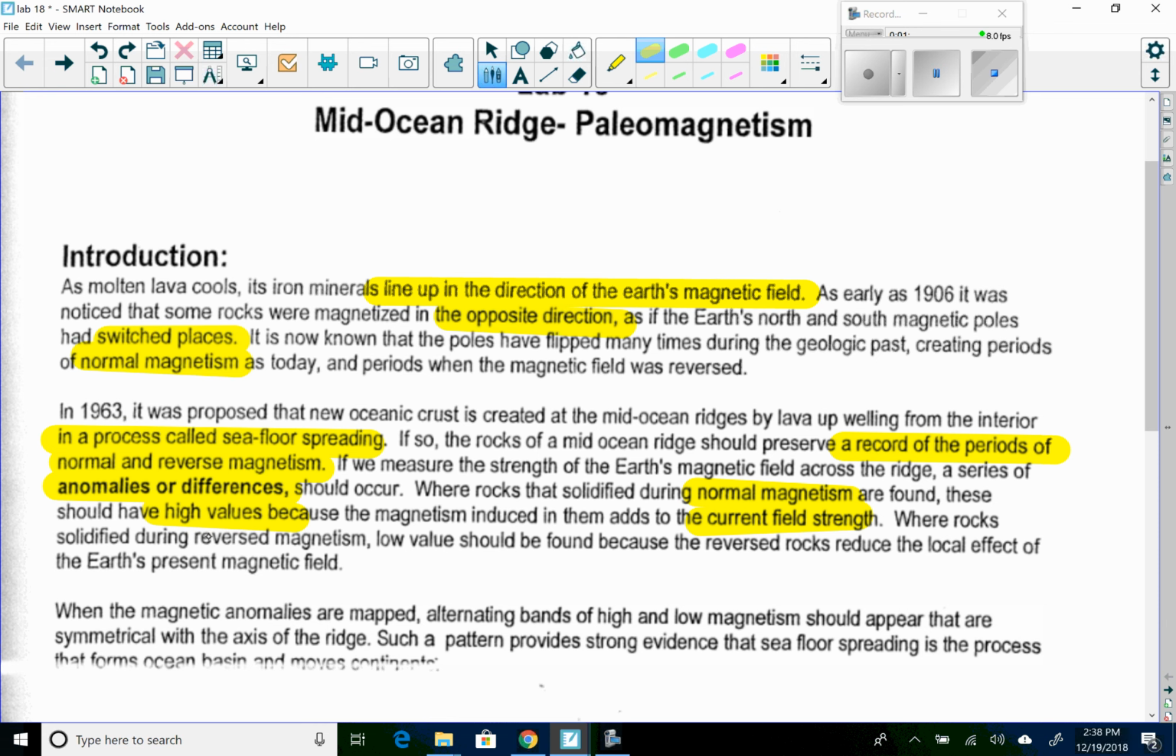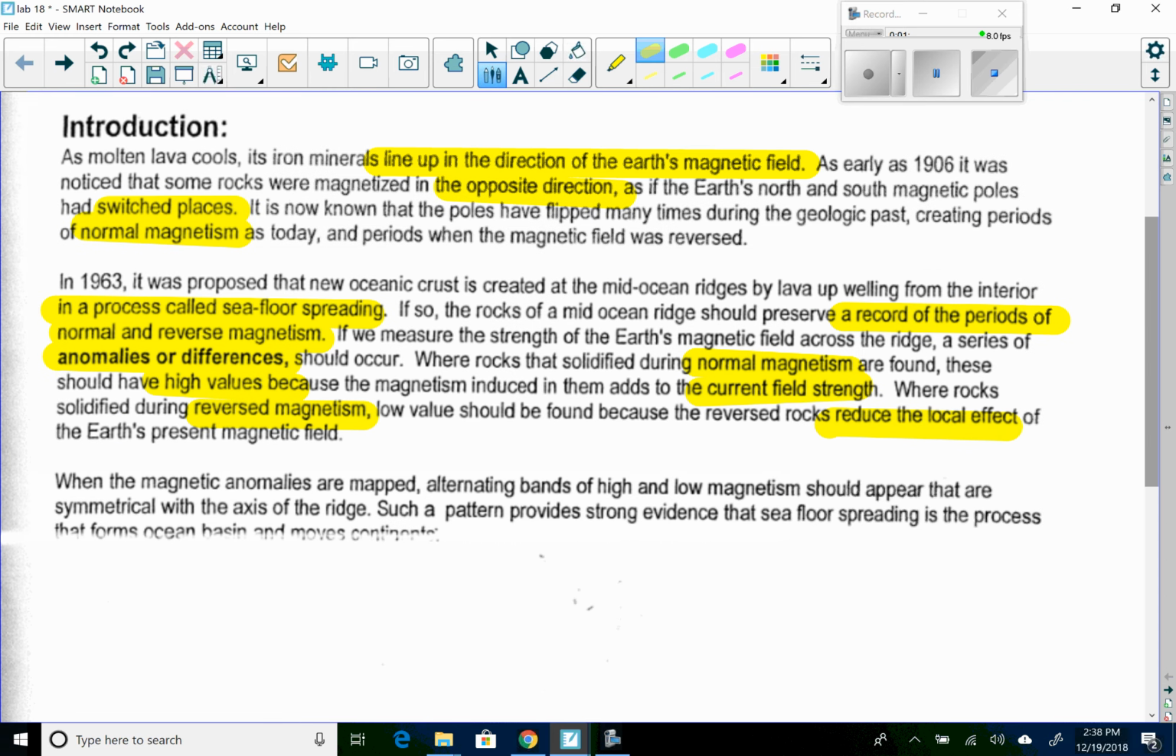Where rocks solidified during reverse magnetism, low values should be found because the reversed rocks reduce the local effect of the Earth's present magnetic field. When magnetic anomalies are mapped, alternating bands of high and low magnetism should appear that are symmetrical with the axis of the ridge. Such a pattern provides strong evidence that seafloor spreading is the process that forms the ocean basin and moves continents.